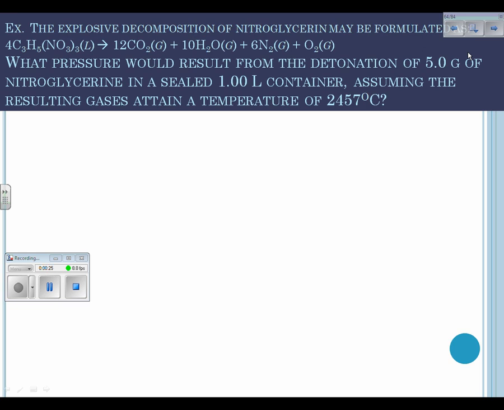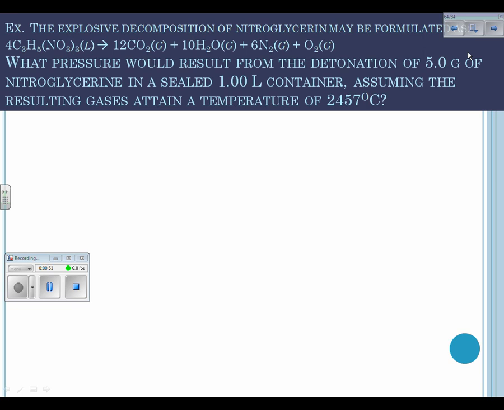Now, I have an example that's the explosive decomposition of nitroglycerin may be formulated as follows. So we have our nitroglycerin in a liquid form, which then can be detonated and create 12 moles of carbon dioxide gas, 10 moles of water vapor, 6 moles of nitrogen gas, and a mole of oxygen gas.